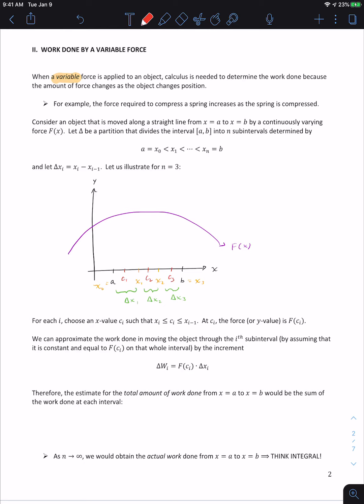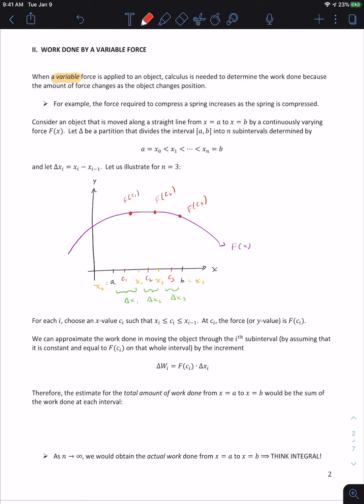So associated with that c sub 1, since that's an x value, it has this y value, right? This is f of c sub 1. c sub 2 has this y value, f of c sub 2, because our function is called f. And c sub 3 has this y value that is f of c sub 3. Okay? So what we're going to do here is approximate the total work done on just one of those intervals, say from a to x sub 1, by assuming that the work on that little interval is constant and equal to f of c sub i.